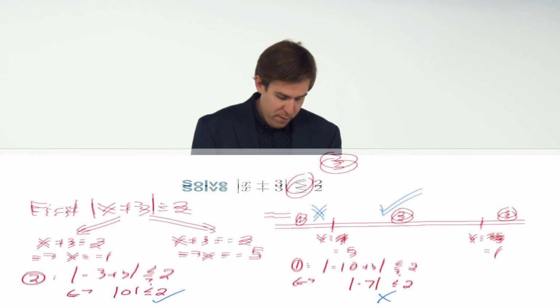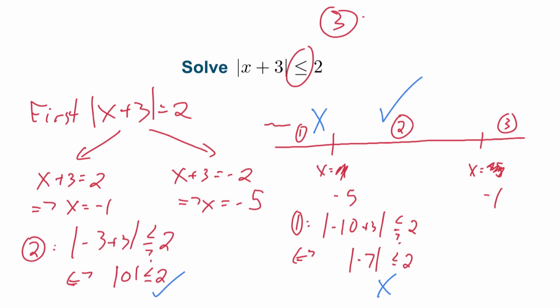And we'll at last check this third region here, and we'll play the same game. We'll pick a point. We can pick, for example, x equals 0. So 0 plus 3. We ask if it's less than or equal to 2. That's if and only if the absolute value of 3 is less than or equal to 2, which it is not. So this region is not part of the solution.